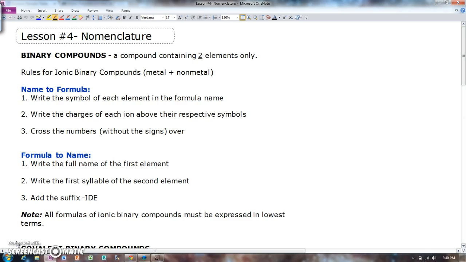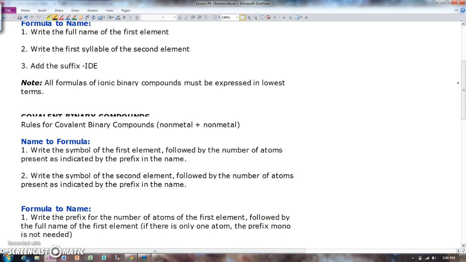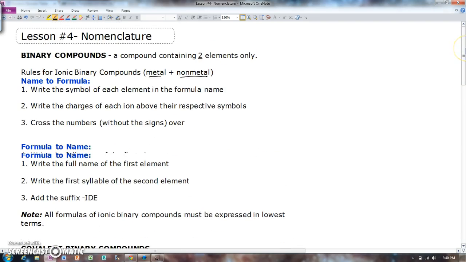So ionic, covalent. We talked about what those were. So quickly, just to review, if I'm talking about an ionic compound, I'm talking about a metal bonded to a non-metal. Okay, and if I'm talking covalent, I'm talking about two nonmetals. So non-metal plus non-metal. So looking back, starting with ionic compounds, we're going to be dealing with metals and nonmetals.